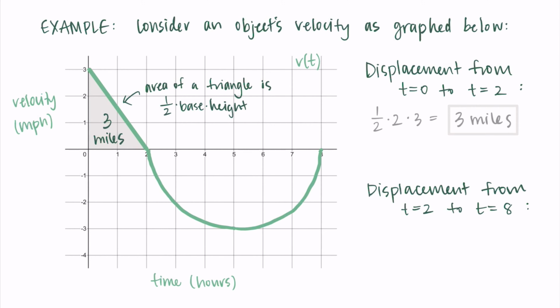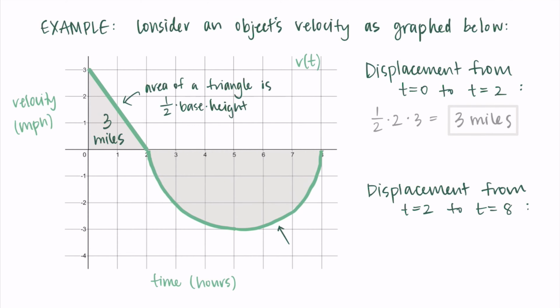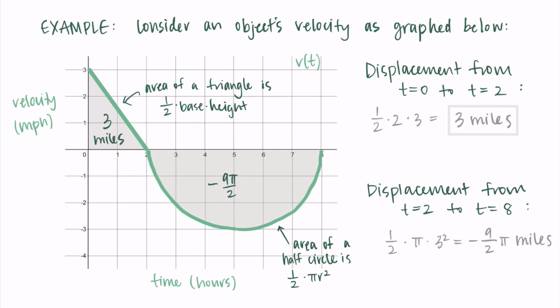Okay, next we want to find the displacement from 2 to 8. And we have this half of a circle, or a semicircle. So the area of a half circle is 1/2 pi r squared, since pi r squared is the normal area of a circle, with r as the radius. So here I'm seeing that the radius is 3, so I have 1/2 times pi times 3 squared. So I'm getting 9/2 pi, and it's miles. Just note that we need to then put on a negative here. So this is an area below the horizontal axis, so it's actually negative, and I'm going to label it as negative 9 pi over 2 miles.